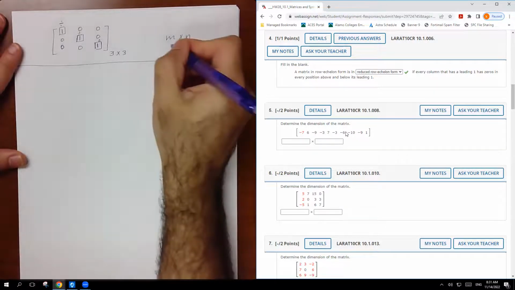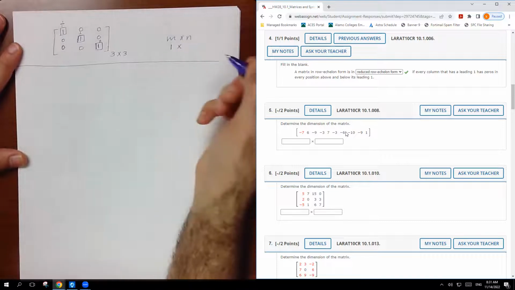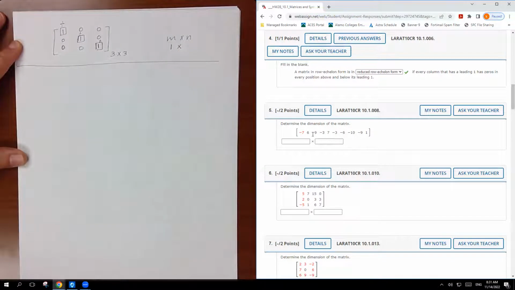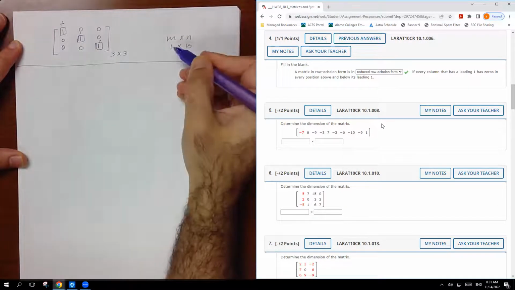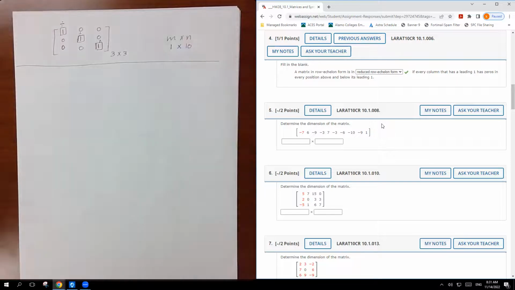If you look at this example 5, we have only 1 row. And how many columns? 1, 2, 3, 4, 5, 6, 7, 8, 9, 10. So we have 1 row and 10 columns. We're not going to multiply the numbers. So 1 row and 10 columns. That's the dimension, or that's the degree for this matrix. They call it dimension, with 1 row and 10 columns.